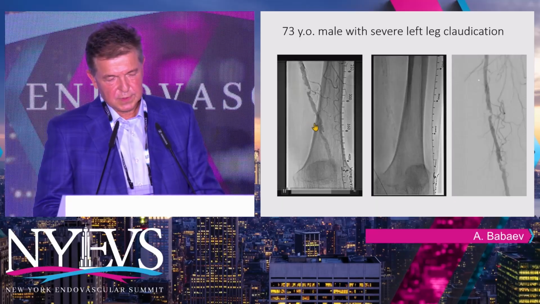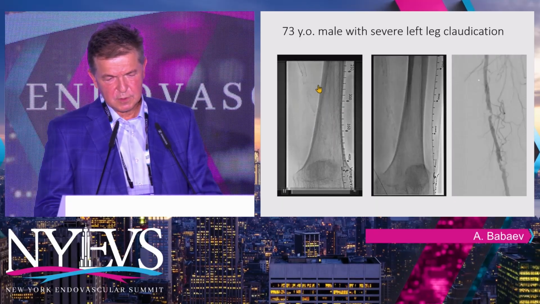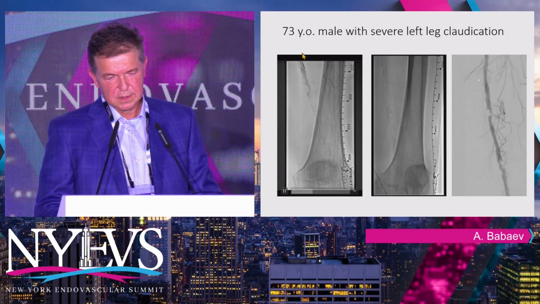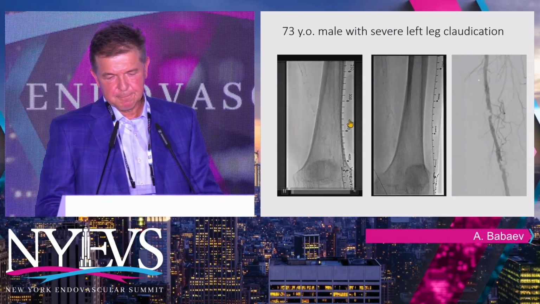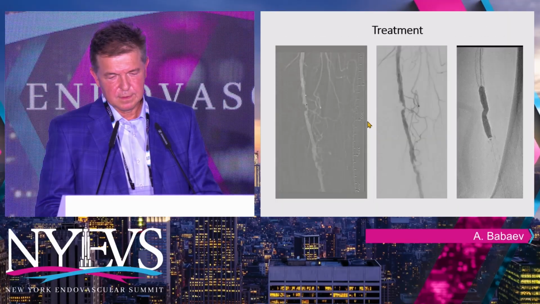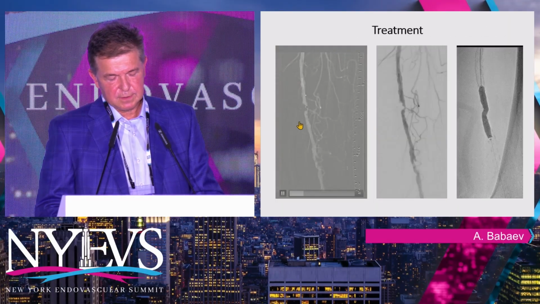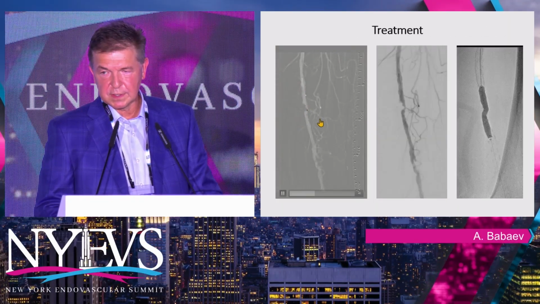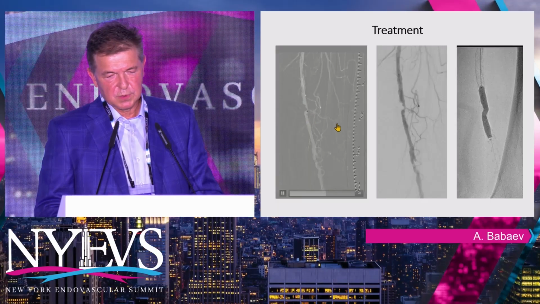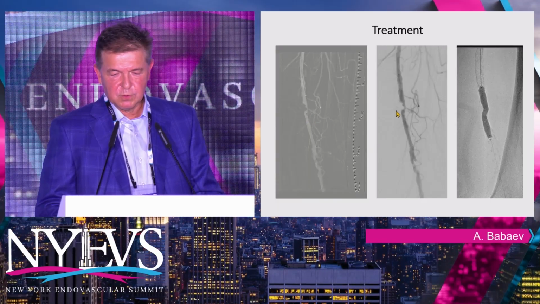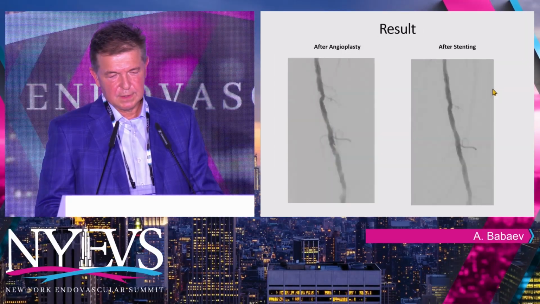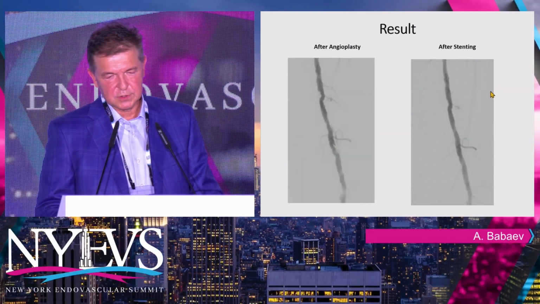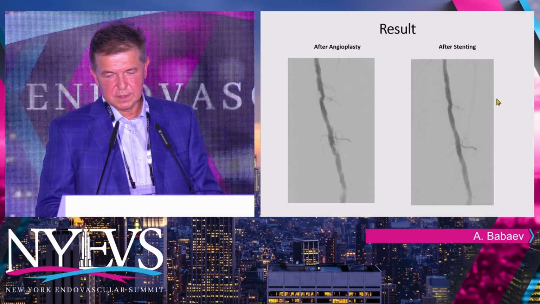This is a case that we did. You see there's a lot of calcium distal to the stent that's in the SFA. It was very difficult to cross with anything. It was hard to wire. So we treated that with the Javelin, followed by the Shockwave balloon. And then this is how it looked after angioplasty and after stenting.